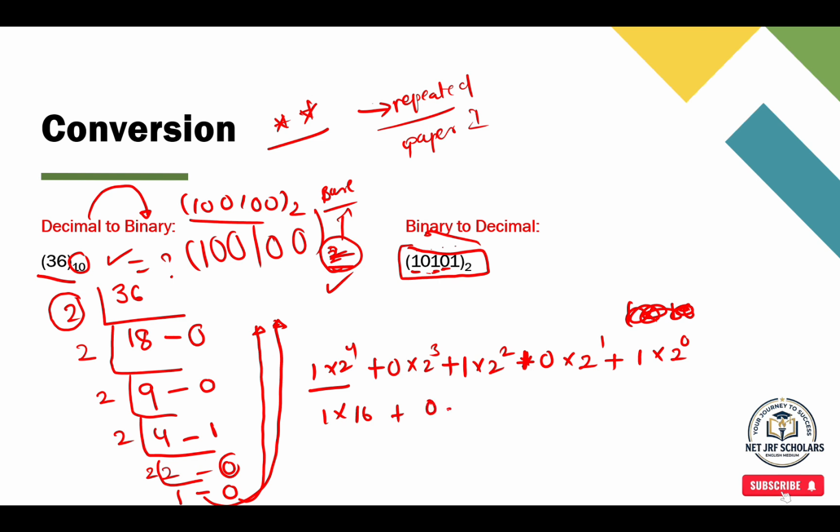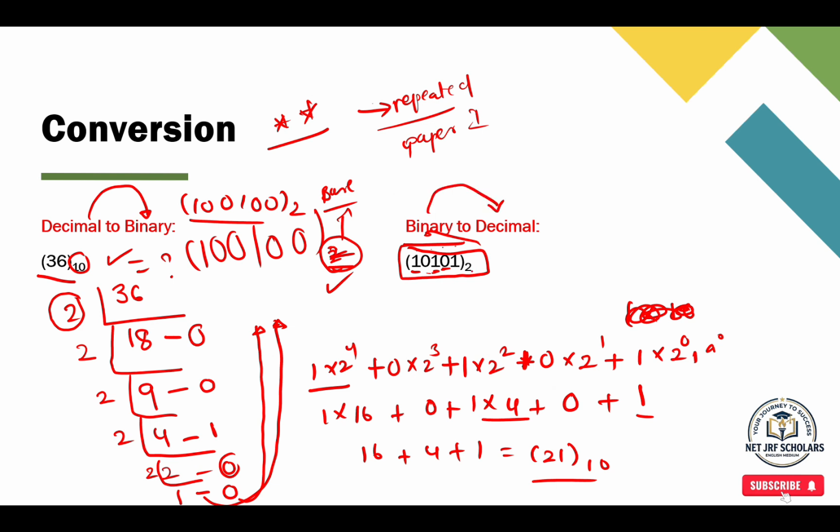Okay, 0 into 2 to the power of something, and 1 into 2 to the power of 4 is 1 into 4, 0 into 2 to the power of 0, and 1 into a power 0 is equal to 1, so 1 into 1, that is 1. So 16 plus 4 plus 1. So the value is 21 in the decimal.